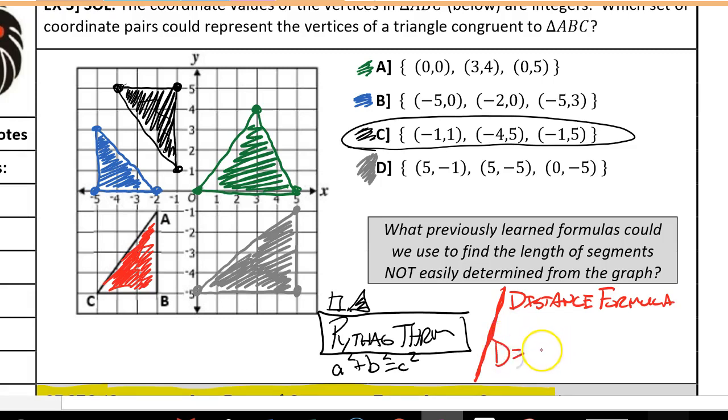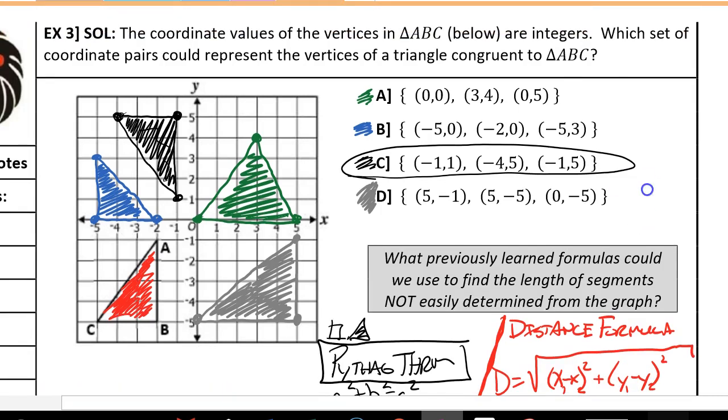Remember, the distance formula is equal to the square root of x minus x squared plus y minus y squared, where we're using two different x values and two different y values as we're going through. Okay, this will show up in the SOL style question.